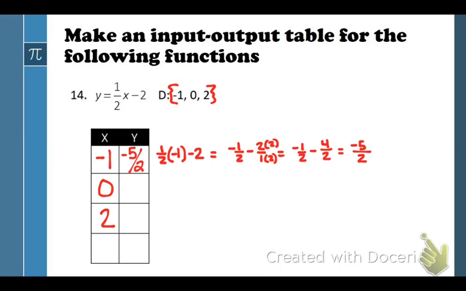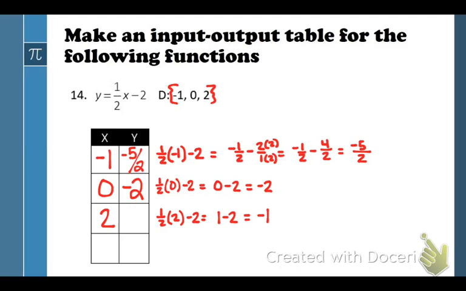If you plug in 0, 1/2 times 0 minus 2. What's half of 0? 0 minus 2 is -2. Plug in 2. What's half of 2? 1. 1 minus 2? -1. So I have -1, -5 halves, 0, -2, and 2, -1.